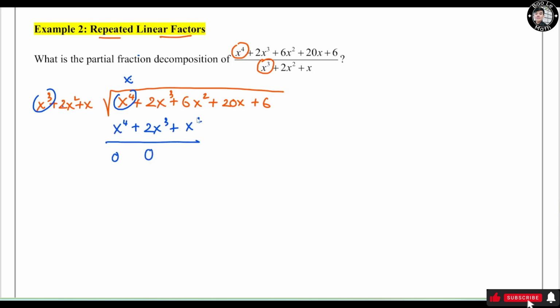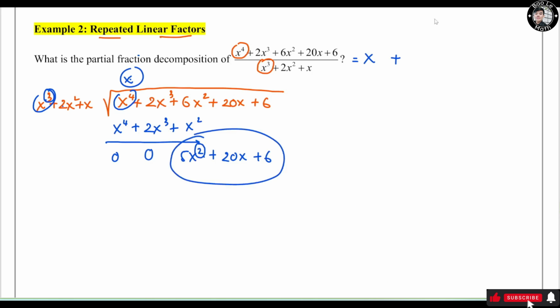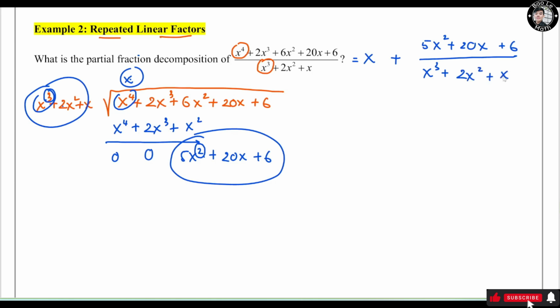This one, 0. This one, 5s squared. So we're going to bring this down, 20s plus 6. Observe that the degree right here is 2 and the degree right here is 3. This one is less than that one, so we're going to stop. So this can be written as the quotient, s, plus the remainder over the divisor. Now what we need to do is decompose this one.